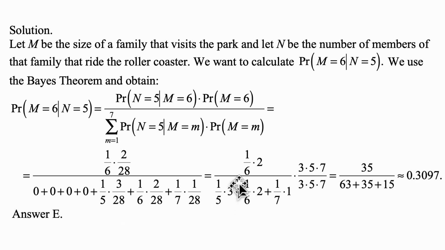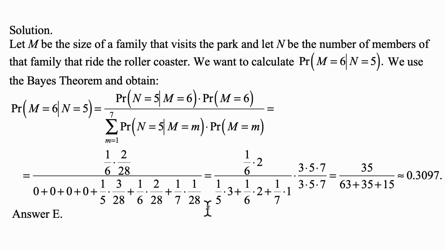Okay? Well, then, of course, the zeros don't matter. And the top, we will make it into 1/6 times 2 by multiplying all of this by 28. But if we multiply all of this by 28, 28 will also disappear here. So we basically multiply the top and bottom by 28, and 28 disappears. It becomes 1/6 times 2 over 1/5 times 3 plus 1/6 times 2 plus 1/7 times 1. Well, okay, 1/6 times 2 is really 1/3. So what we have is 1/3 over 3/5 plus 1/3 plus 1/7.